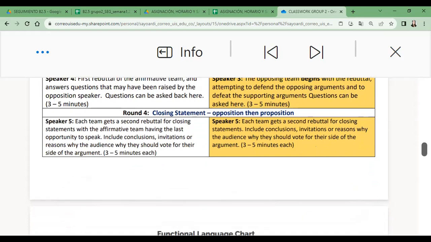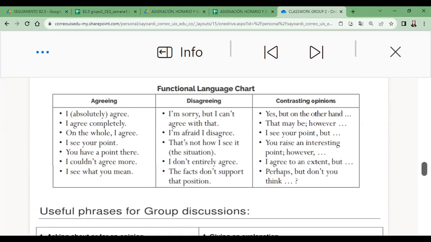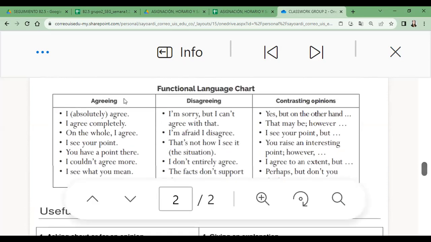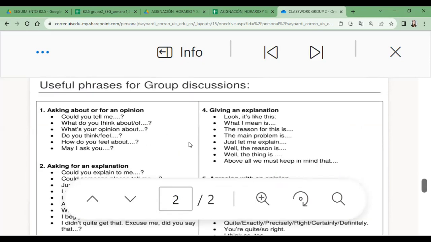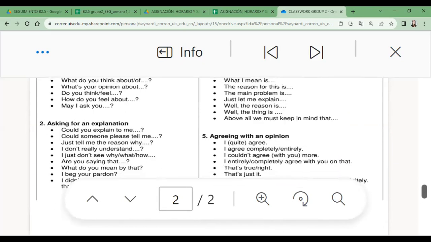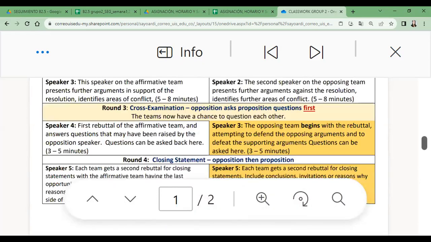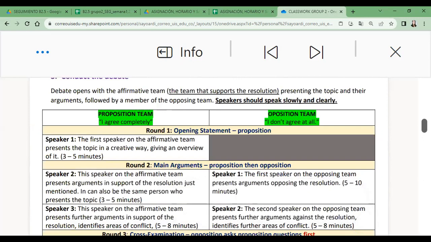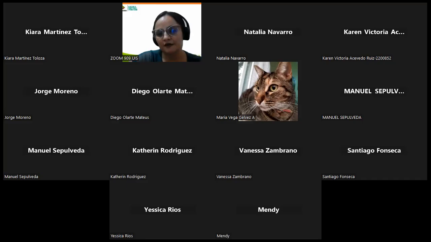Okay, so let's go. Questions about that? At the end, you have some expressions that can be useful when you want to agree, when you want to disagree, when you are contrasting your opinions, or more if you need them. There are lots of phrases that can be useful. And of course, you can look on the internet if you need to prepare your arguments or do research. Don't worry. I think that 15 minutes is fine, right? 15 minutes for organizing the roles. And then we'll be together conducting our debate.